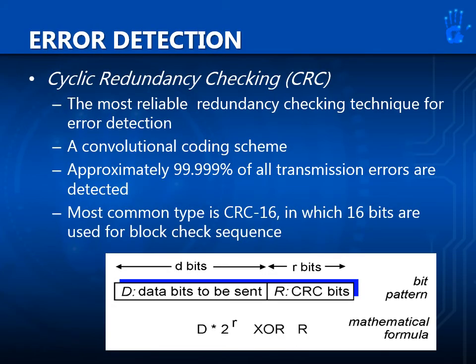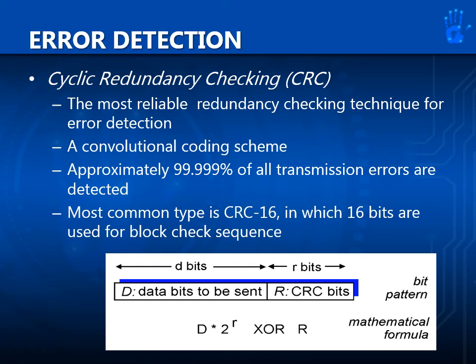Cyclic redundancy checking, CRC, this is the last one. This is the most reliable redundancy checking technique for error detection. It's a convolutional coding scheme. Approximately 99.999% of all transmission errors are detected. The most common type is CRC16, in which 16 bits are used for a block check sequence.